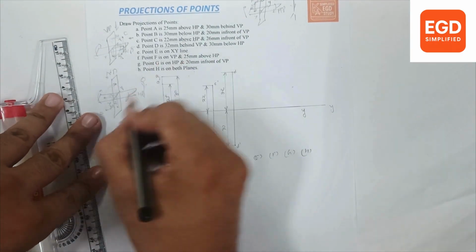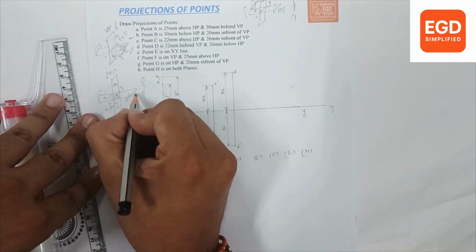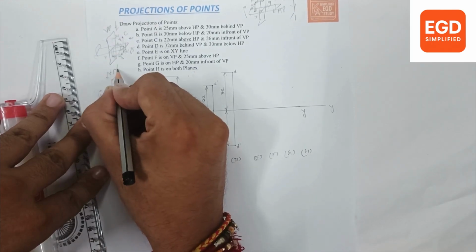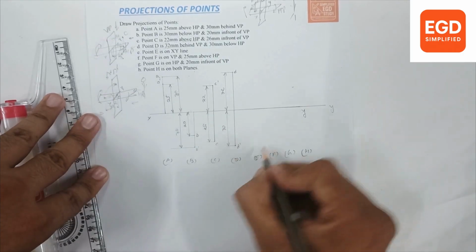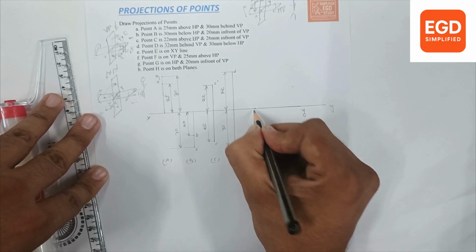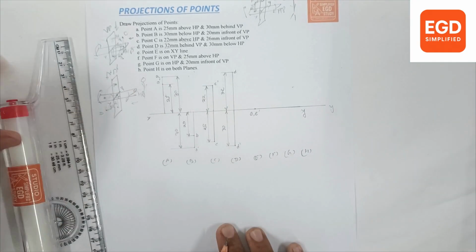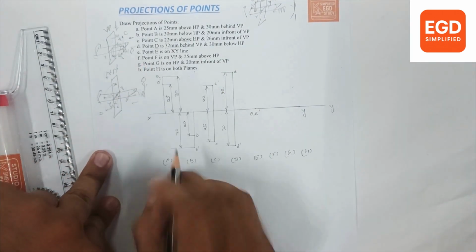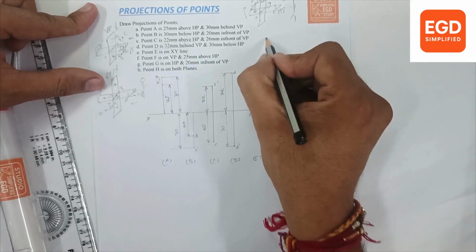Point E is on the XY line, means this is our XY line. Point E is here. So when we see from the front, it is on the XY line. When we see from the top, it is again on the XY line. So point E as well as E dash both will be here. Okay. Next is point F. Point F is on VP.